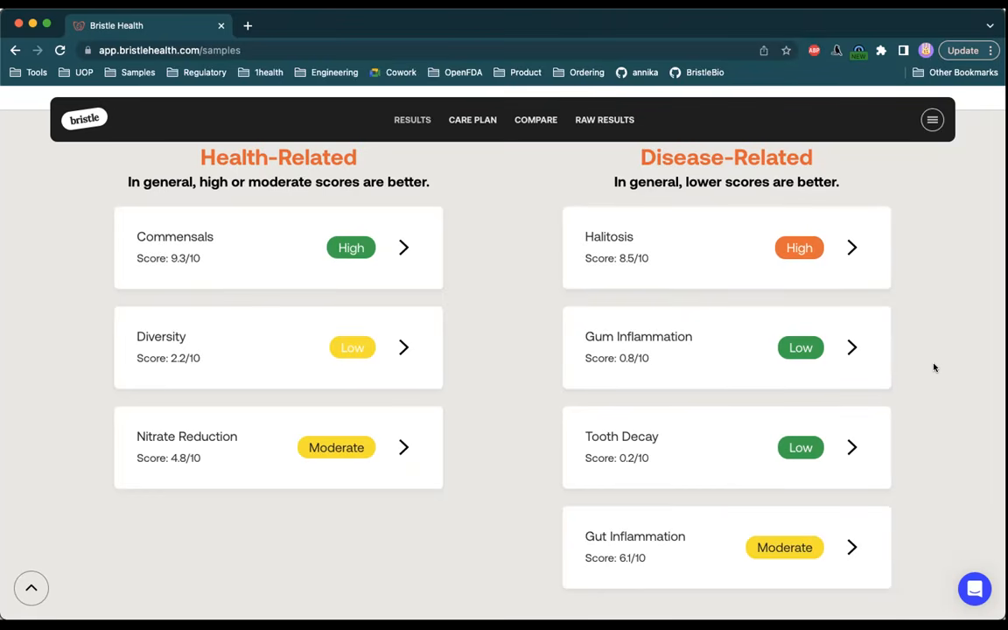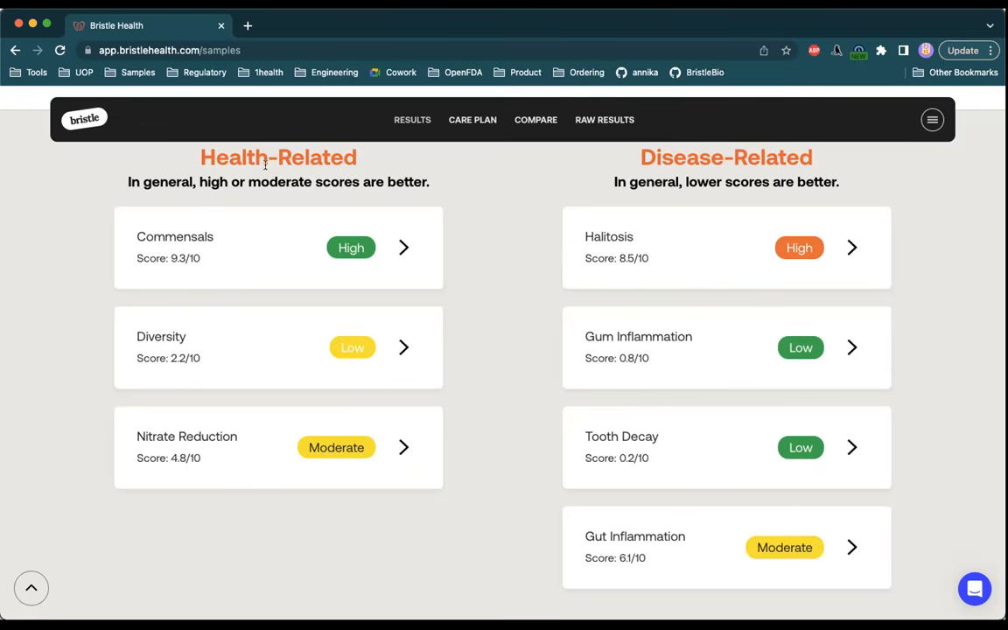And tooth sensitivity, from the acidic pH, right? Yep. So these are our 4 disease-related scores. The other 3 are health-related scores. So these are positive effectors. Disease-related scores, of course, have a negative connotation. The higher the score, the worse it is.